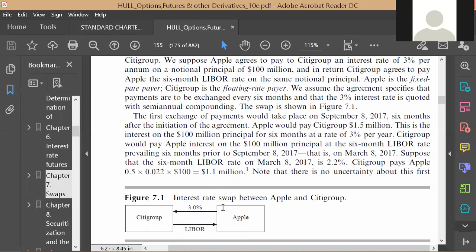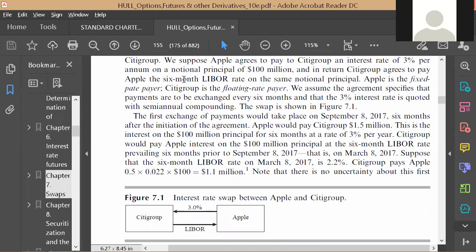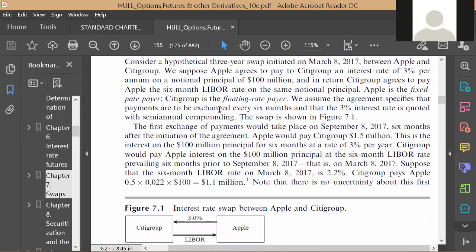Yeah, so this is the first example that we encountered. This is what we were talking about. This diagram is showing you basically what is happening on a particular settlement date. But as you can see in the example here, it's a 3-year swap, and the swap is based on 6-month LIBOR, which means every 6 months there's going to be a payment. There's going to be a settlement. So you'll have a total of 6 settlements here because it's a 3-year swap. It's mentioned in the text as well.